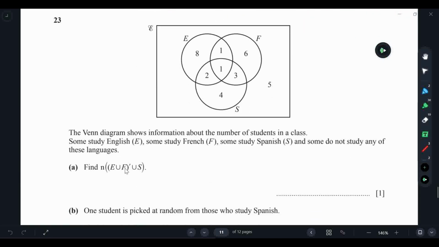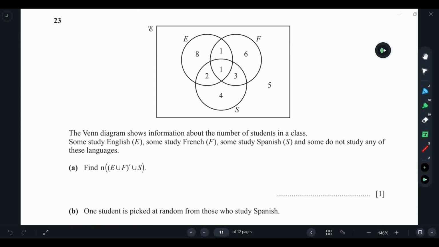Okay, now question number 23. The Venn diagram shows information about students in a class. Find E union F. Now, first of all, we need to write the number of students who study English: 1 plus 1 plus 2 plus 8. We need to write out all the digits of this circle.